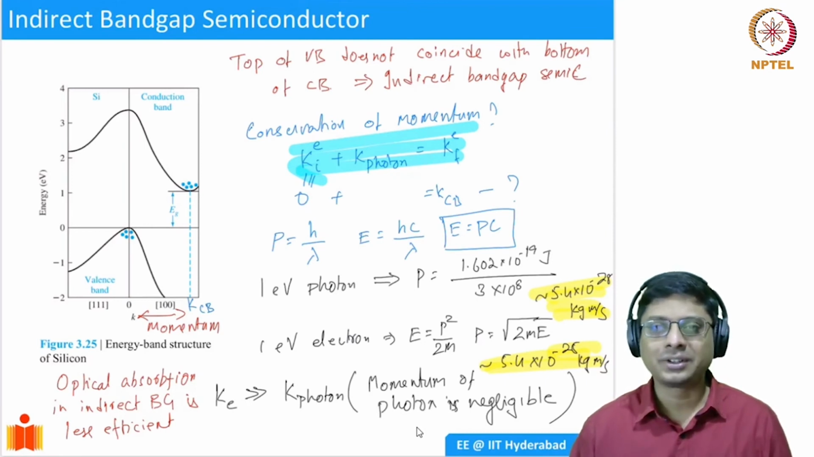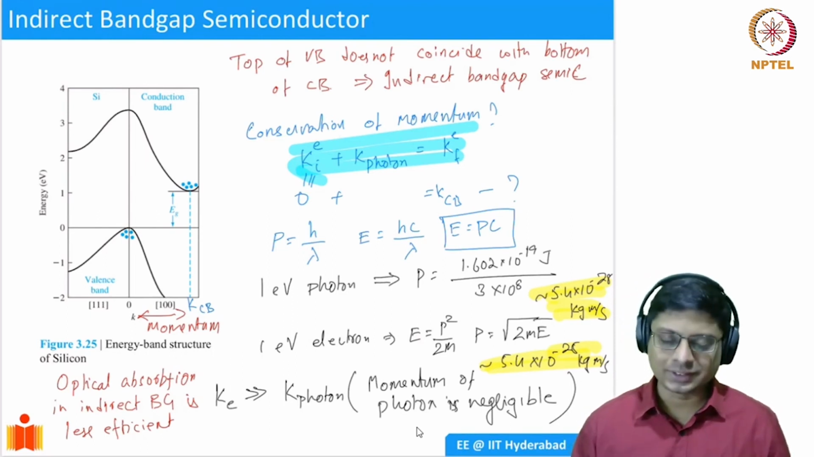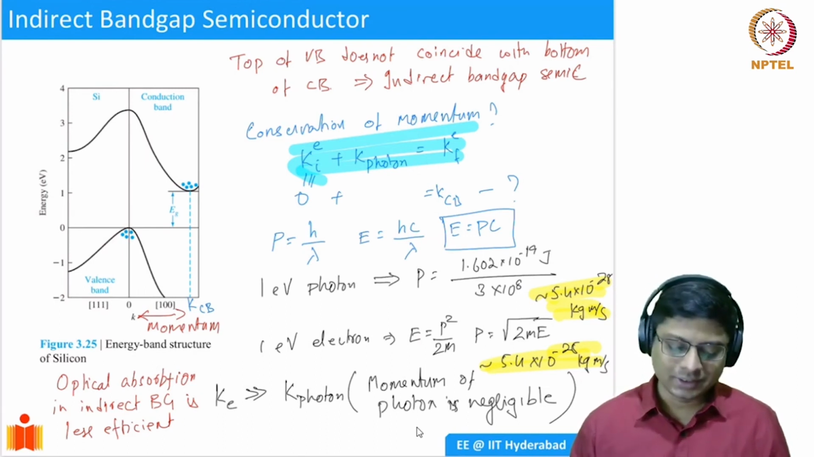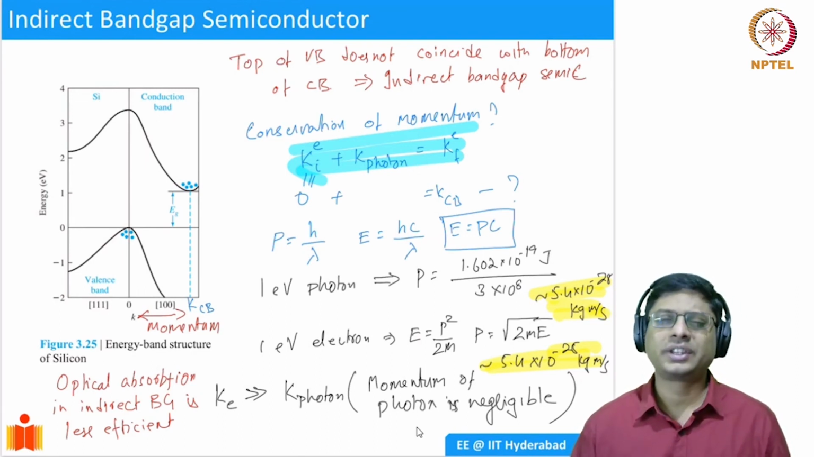Can an absorption occur at all? I only said it is less efficient. I didn't say that it's not possible. Generally, if you have a conservation law which is violated, you would say that it is not possible. But I'm only saying that it is less efficient. The reason is that you can have what is called a second order process.